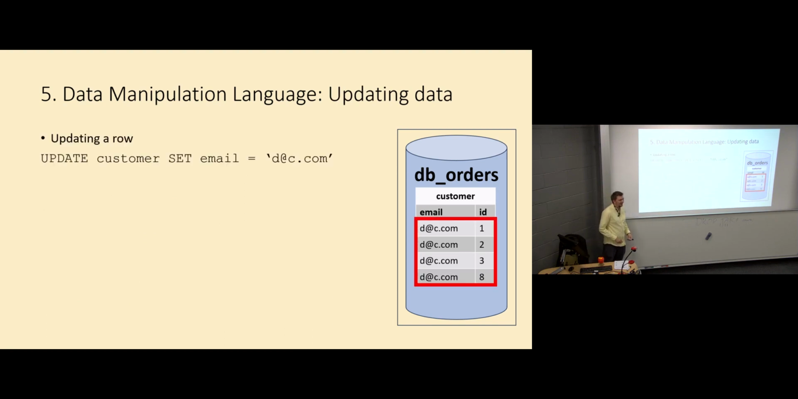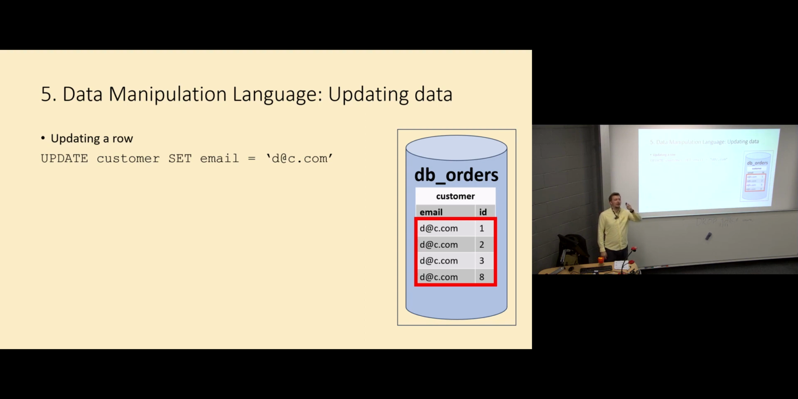Updating a row. So we can update data in the table by using the update command. So you say update what table you want to update, and then you set whatever column equal to something. So what I've done here, I've missed out a semicolon, sorry. Update the table customer and set the email equal to d@c.com. What's the problem with that? Yeah, it changes all of them.